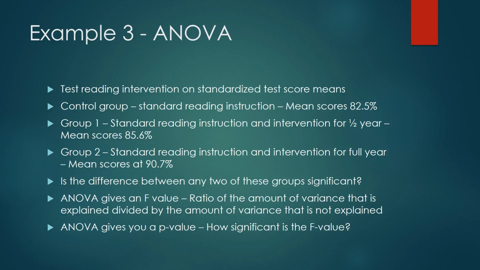Remember, however, ANOVA will only tell you that of the 3 or more groups that are in your ANOVA, 2 of them, at least, are statistically significantly different. If you need to find out which ones are statistically significantly different, then there's a whole other process for doing that, and I'm not going to go into that. But ANOVA will tell you that there is a difference, that your intervention did likely have an impact.